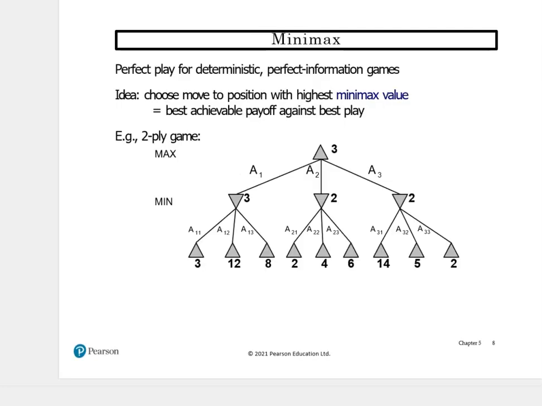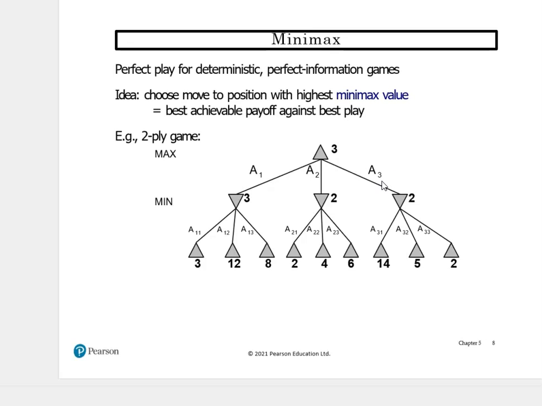So let's look now at optimal decisions in games. We're focusing now on deterministic games with perfect information, so fully observable games. And let's see how we can use the min-max approach to find the optimal decision.